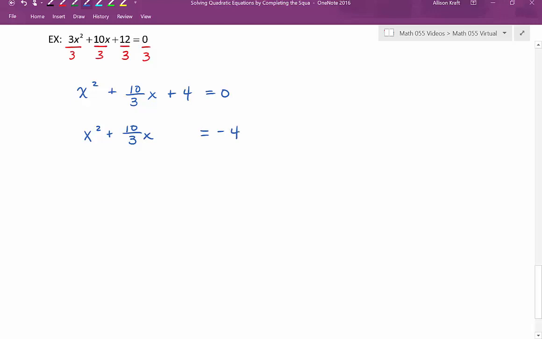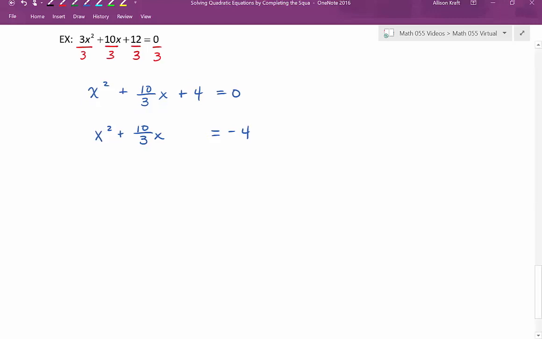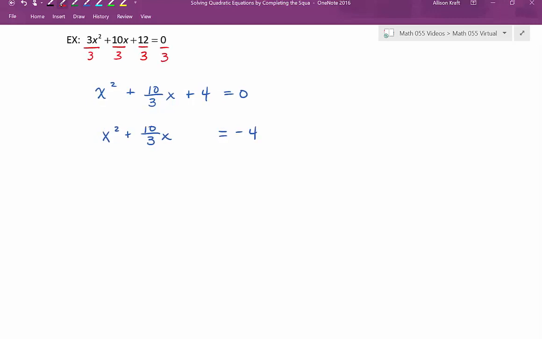We're ready to create our perfect square trinomial on the left. We do that by adding b divided by 2 squared. Our b value this time is 10/3. We're going to divide that by 2 and square it. We're going to shift our thinking a little bit. When you divide a fraction by a non-fraction, like 2, instead of thinking division by 2, we want to think of multiplying by the reciprocal. 10/3 divided by 2 is the same as 10/3 times 1/2.